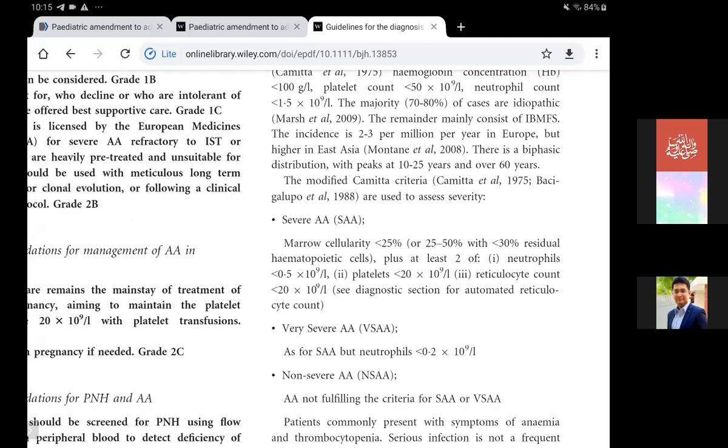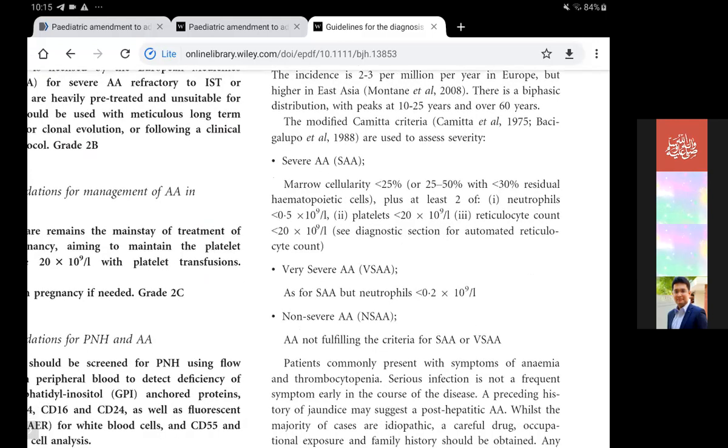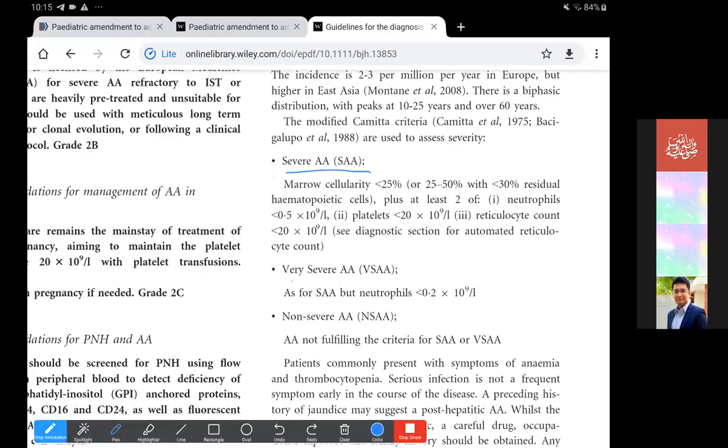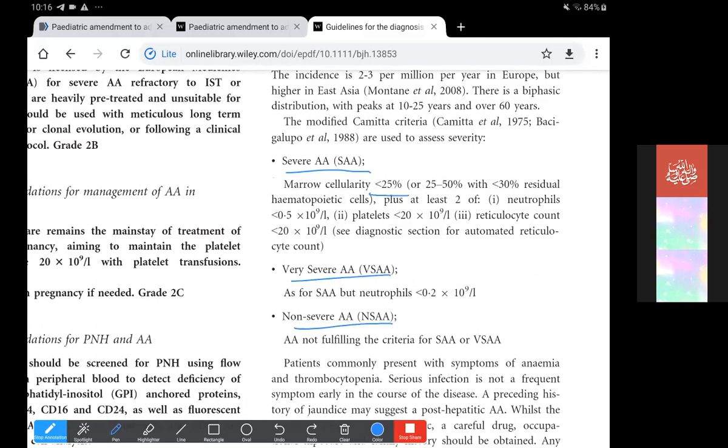Okay, so we were discussing the modified Camitta criteria, which state that aplastic anemia is either severe aplastic anemia, very severe aplastic anemia, or non-severe aplastic anemia. So in severe aplastic anemia, we have less than 25% cellularity, and the neutrophil count.